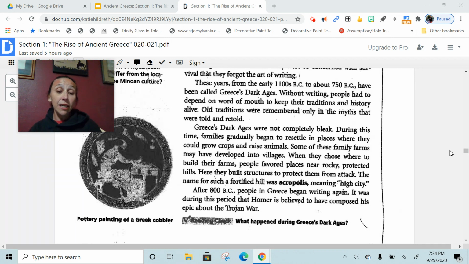After 800 BC, people in Greece began writing again. It was during this period that Homer is believed to have composed his epic about the Trojan War.